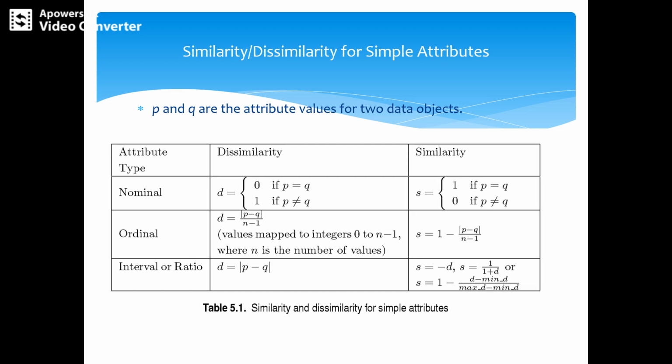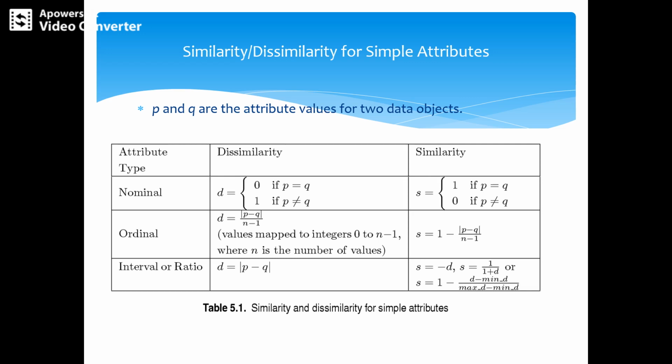The attribute type here is nominal. Dissimilarity d equals 0 if the attribute value P equals Q, and d equals 1 if P is not equal to Q. Similarly for similarity, s equals 1 if P equals Q, and s equals 0 if P is not equal to Q. So similarity and dissimilarity are the reverse of each other in the case of a nominal attribute.